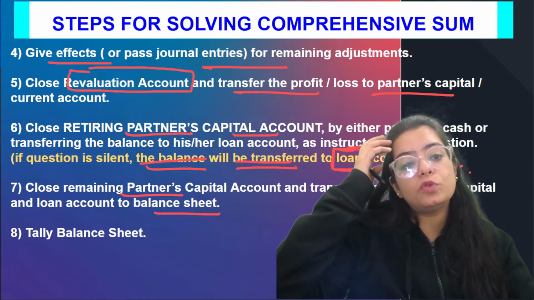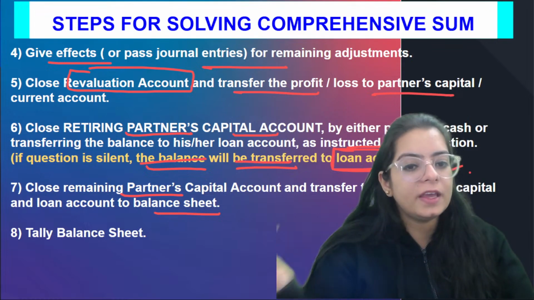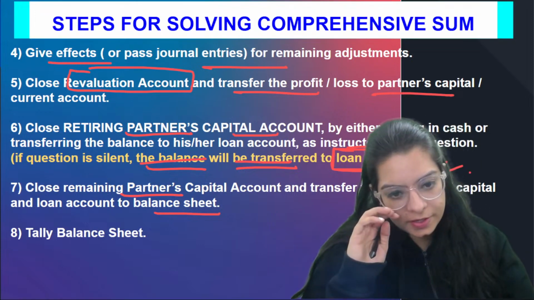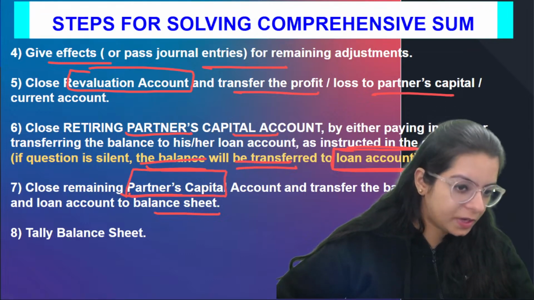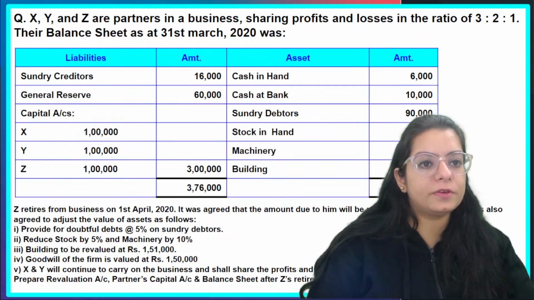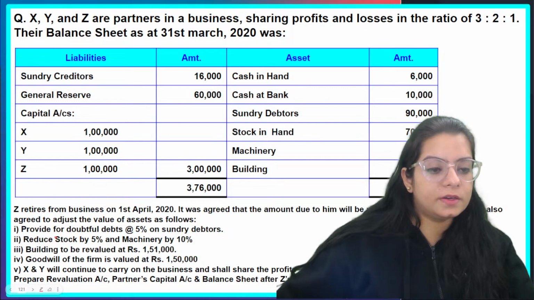यहाँ पे क्या होता है बेटा, जब आप टू बैलेंस कैरेट डाउन फाइंड करते हो पार्टनर्स कैपिटल में, तो जो पार्टनर रह रहे हैं उनका तो बैलेंस कैरेट डाउन में ही आएगा, रिटायरिंग पार्टनर का लोन अकाउंट में आ जाएगा, ठीक है जी? उसके बाद आप जो बैलेंसिंग फिगर बचेगा वो बैलेंस शीट में चिपका दीजिए और बैलेंस शीट का टोटल लीजिए, है ना?